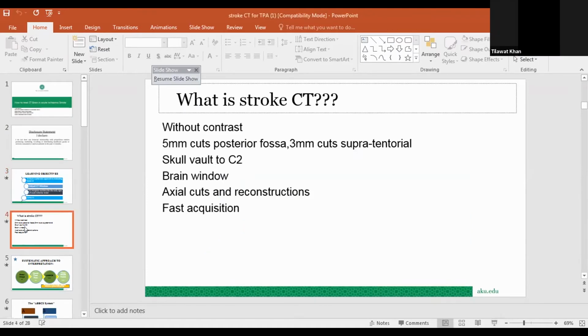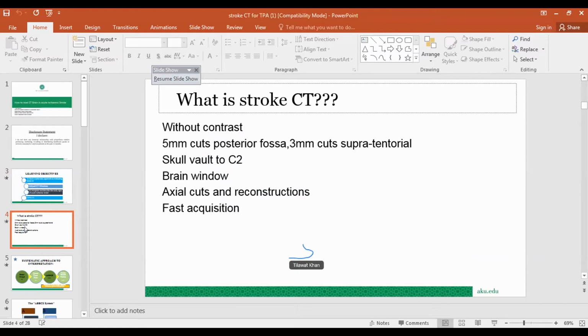So what is a stroke CT? It's just an ordinary CT scan. It is done without contrast. There are 5 millimeter cuts in the posterior fossa, 3 millimeter cuts in the supratentorial region. And the region covered is from the skull vault to the C2 level. We do it in the brain window, and the CT scan is performed in axial cuts, and then there are recons in the coronals and sagittals. It has a very fast acquisition time.